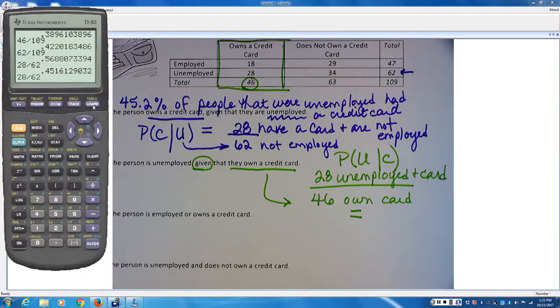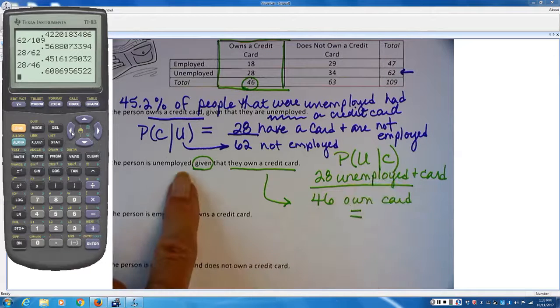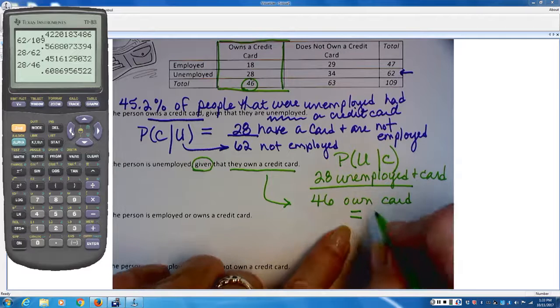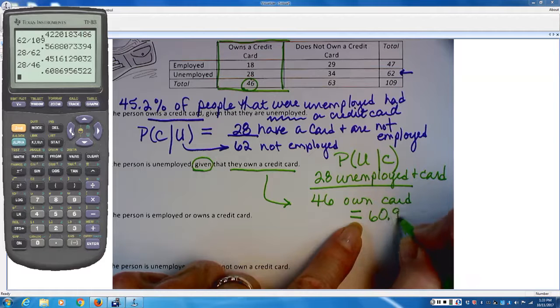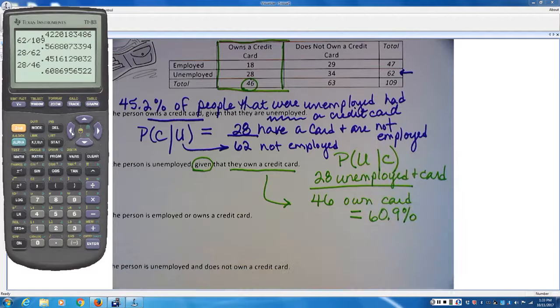So the only thing that changed in my calculation then is that I don't need to divide by 62. I need to divide by 46. Which makes that considerably more people that if they've got a card, they're unemployed. That would be 60.9%. Is that clear to everybody? Does that work for everybody?